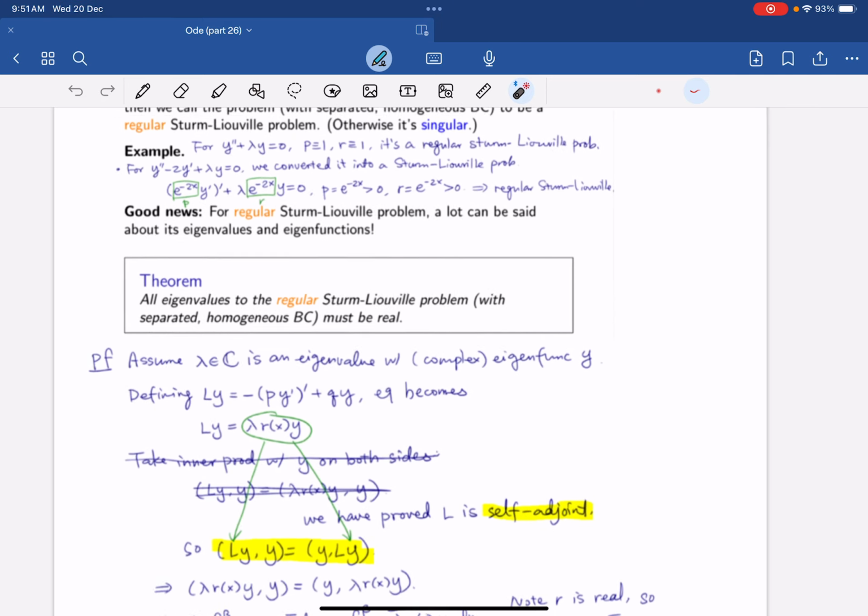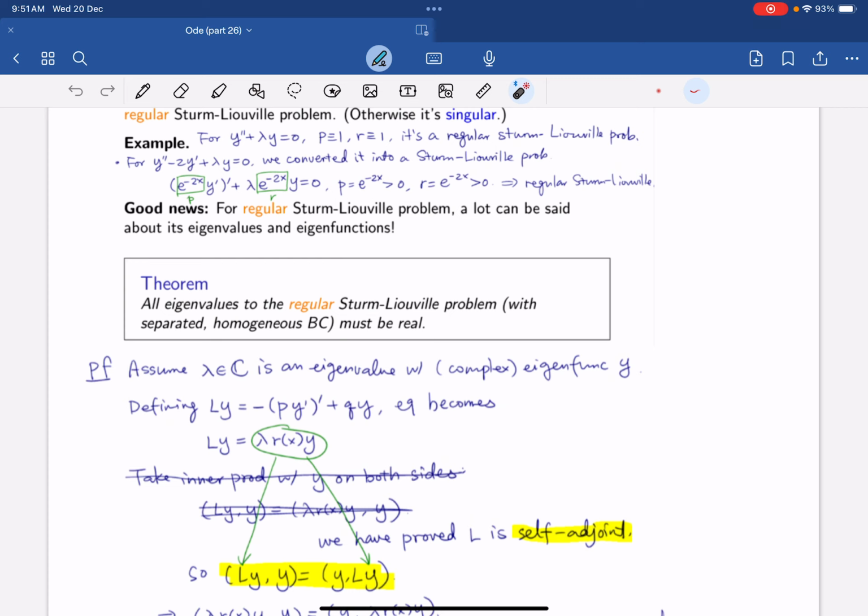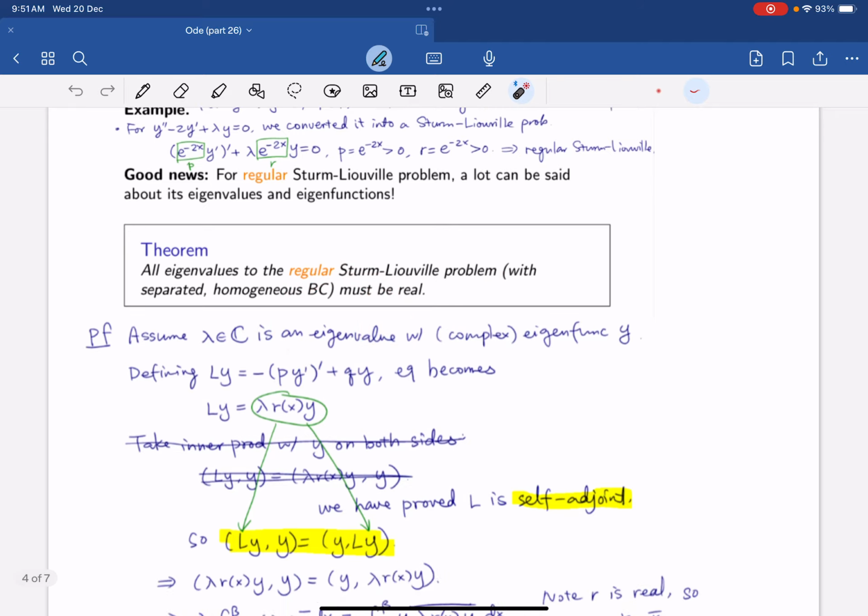So that's the nice thing about the regular Sturm-Liouville problem. While in other boundary value problems, you know that the eigenvalues can take on real or complex values, in this case, the eigenvalues must be real.